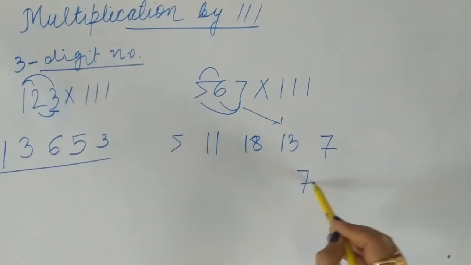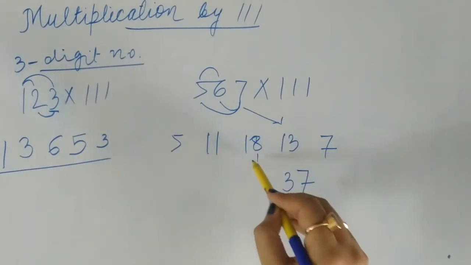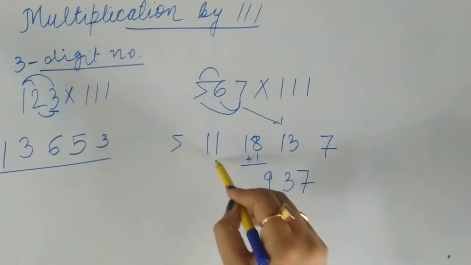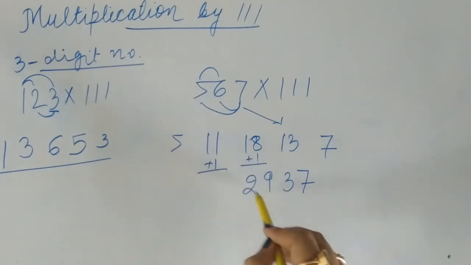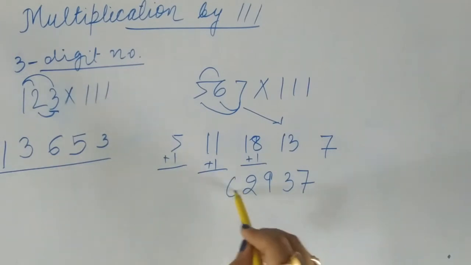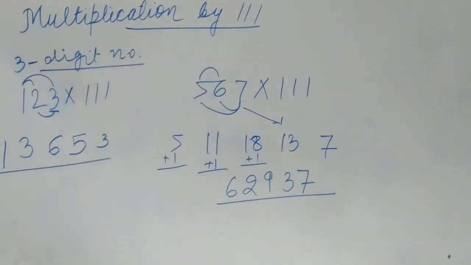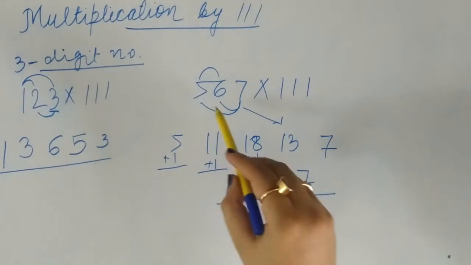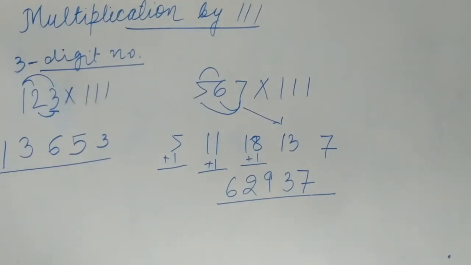So here it is 7, here we have 3 plus 1 which will give us 9, plus 1 which will give us 2, and plus 1 which will give us 6. So 62937 will be the answer for 567 multiplied by 111.